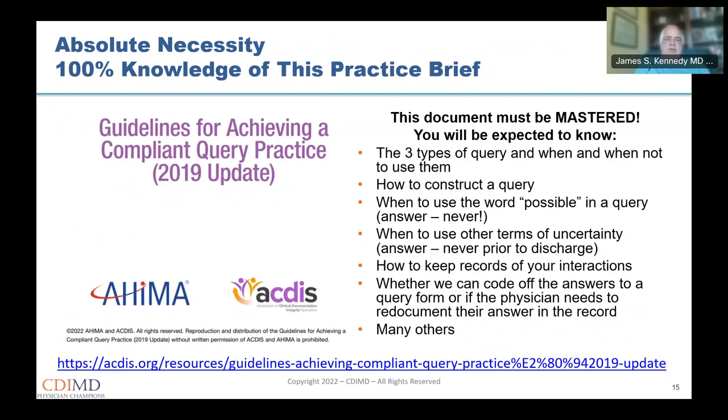I've mentioned this before, and I'm going to mention it again. Get this guideline. Read the guidelines for achieving a compliant query practice, backwards and forwards. The elements that you see on the right are what we will be expecting of you. You will need to know the types of queries, how to write a query, when to use the word possible in the query, which is never. When can we use other terms of uncertainty, such as likely, suspected, probable? The answer is we can, but we cannot do it prior to discharge. How to keep records, whether we can code off the answers. All of these are going to be necessary for you to understand as part of your work.